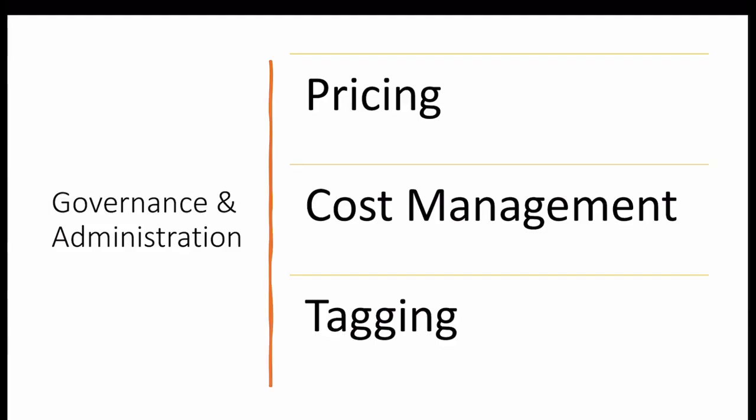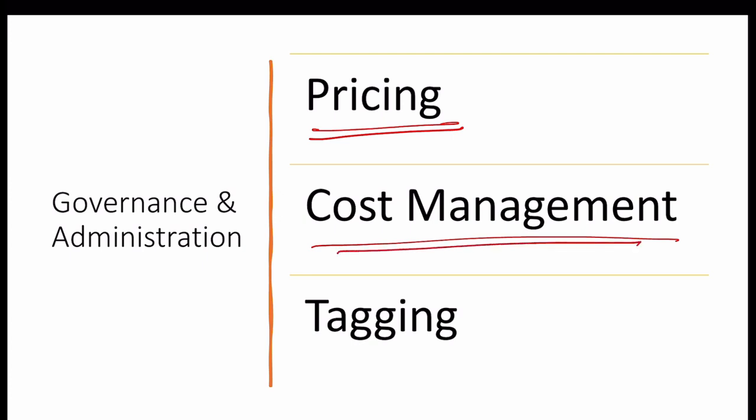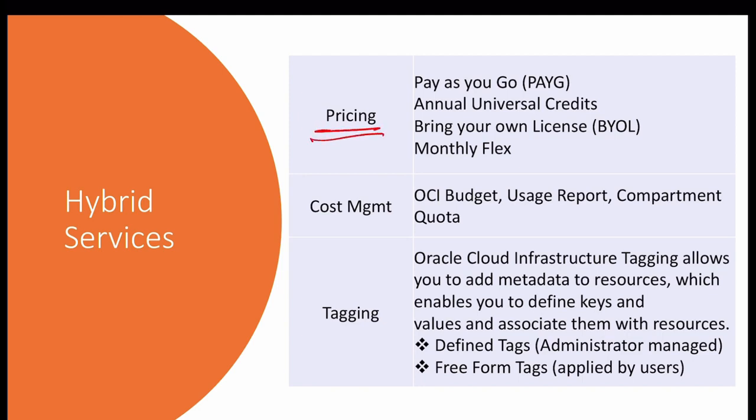Now we will talk about the governance and administration services. Here we will talk about the pricing model, how many models we have. Then we will talk about the services which are part of cost management. Then we will talk about the tagging service. If we talk about the pricing model, we have 4 models: pay as you go, annual universal credits, bring your own license, that is also known as BYOL, and the last one we have is monthly flex. So these are the pricing models.